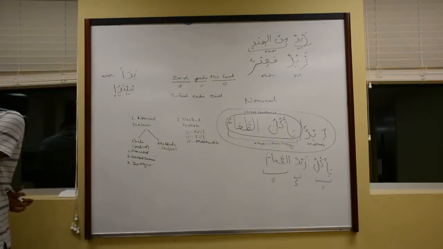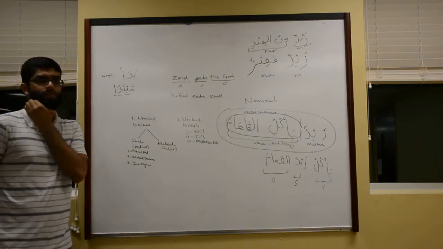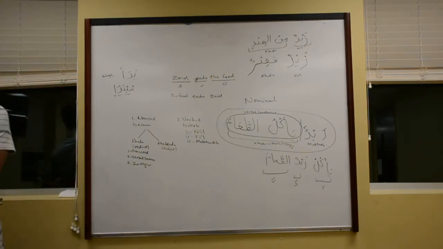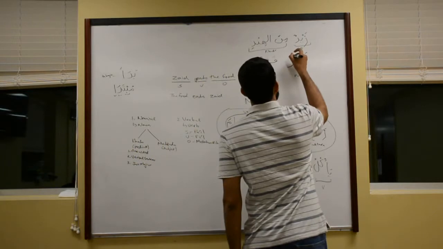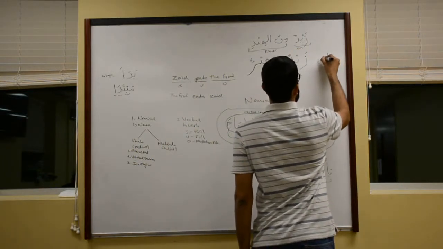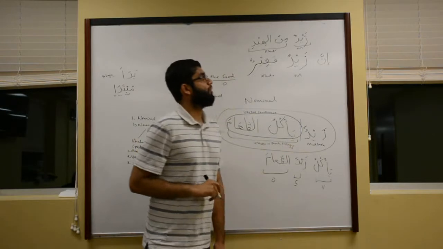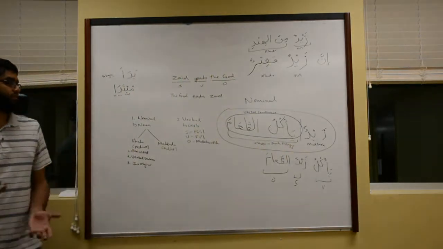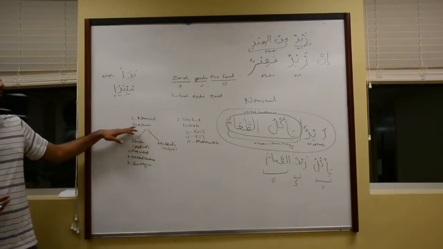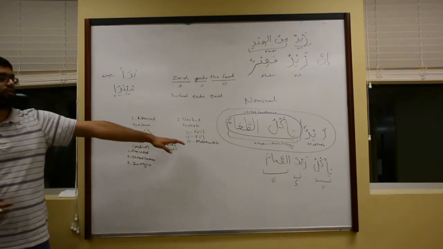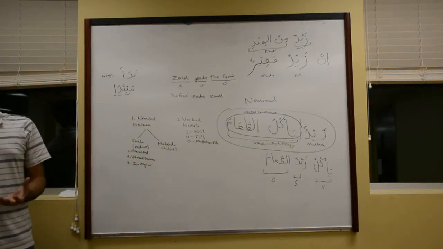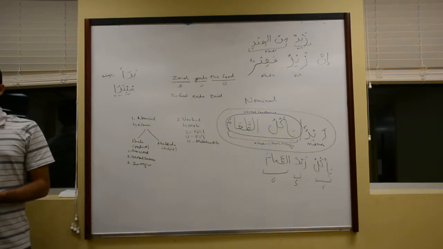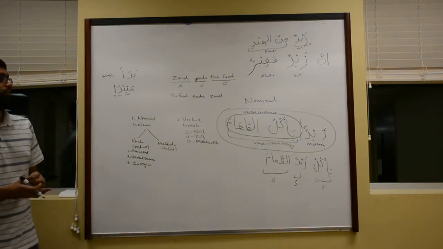Now, what if we add inna in front of Zayd? That's a good question. Inna Zaydan faqirun. You can only have two types of sentences, right? A verbal sentence and a nominal sentence. It's not a verbal sentence because it doesn't begin with a verb. Technically you can't say it begins with a noun, because inna is a harf, a particle.